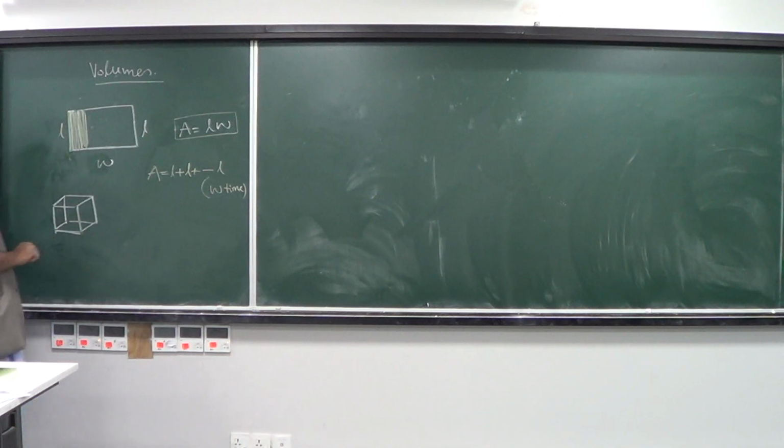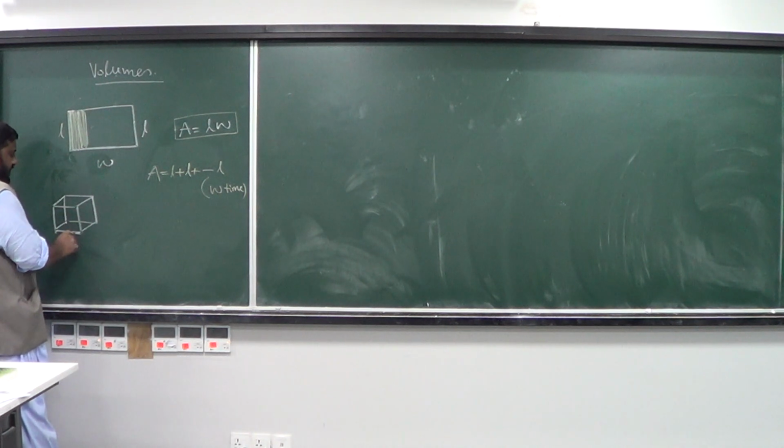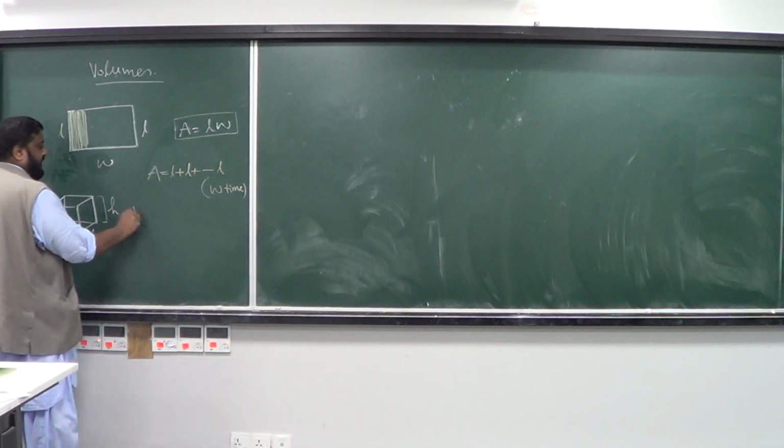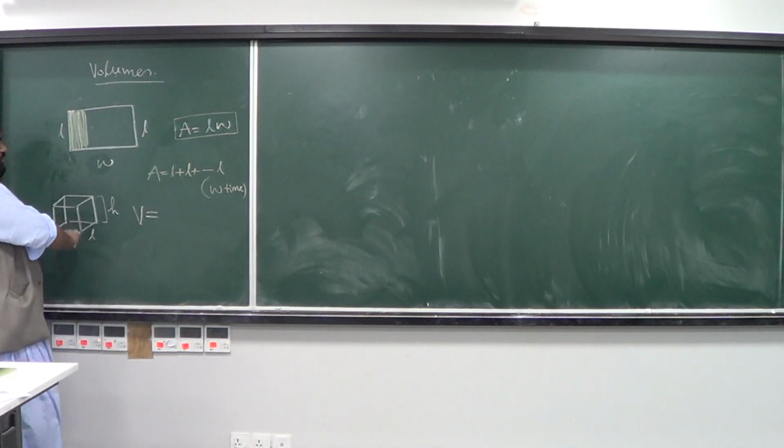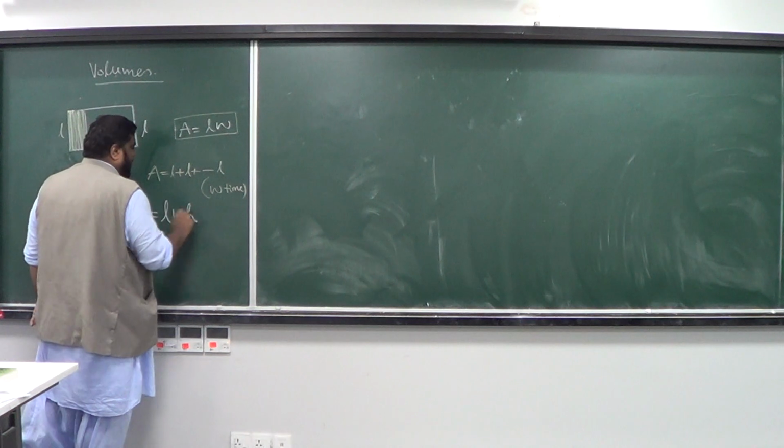Let's take a cube or a cuboid. And how do you compute the area of this cuboid? The volume of this cuboid is that, if this is the width of the base and this is the length of the base and this is, say, the height, then the volume is length multiplied by width multiplied by height.